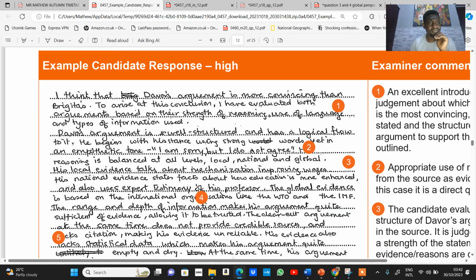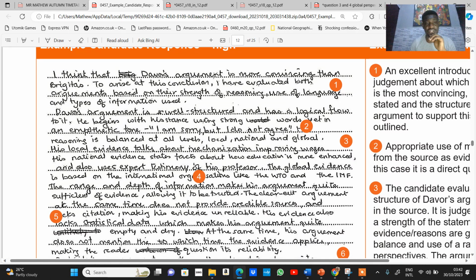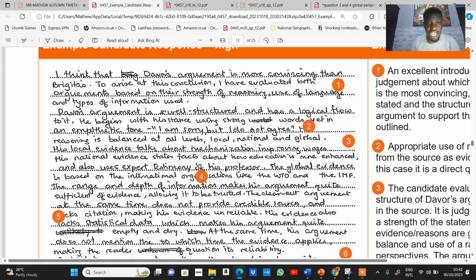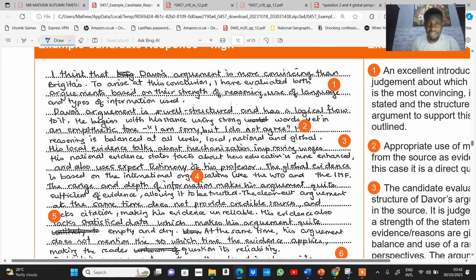Now, he said this is a high-level response, and I think she scored the full 15 marks, so we can actually learn a whole lot from it. I think that Davos' argument is more convincing than Bridgetta's. Good. To arrive at this conclusion, I have evaluated both arguments based on their strength of reasoning, use of language, and type of information used.